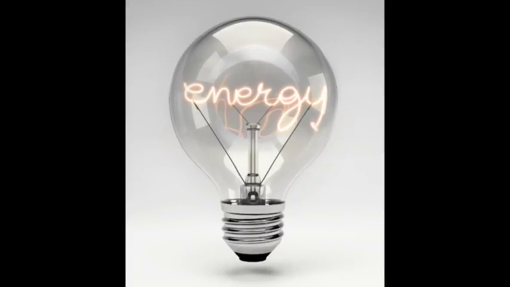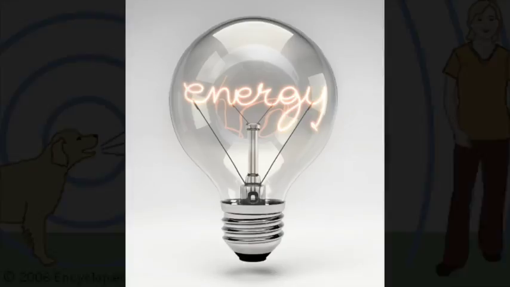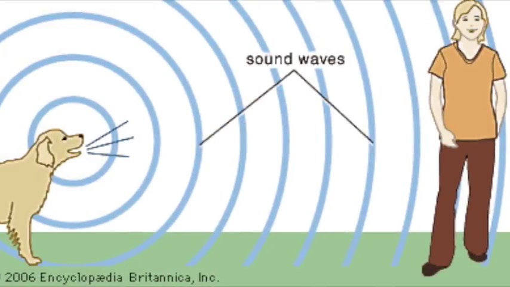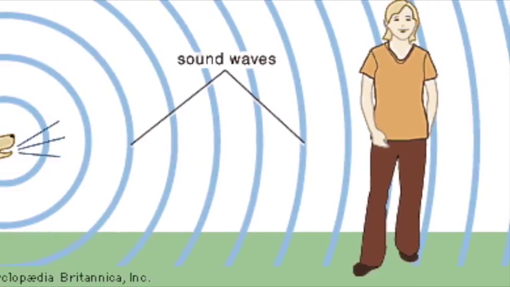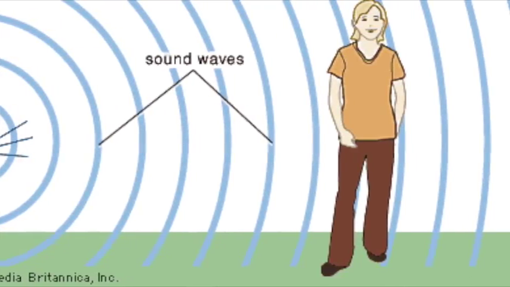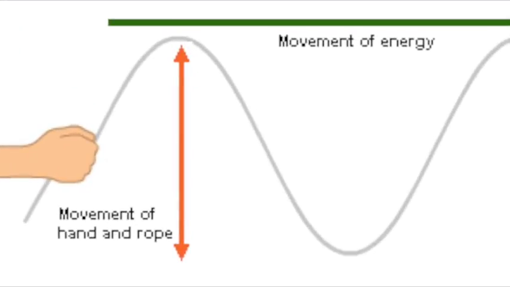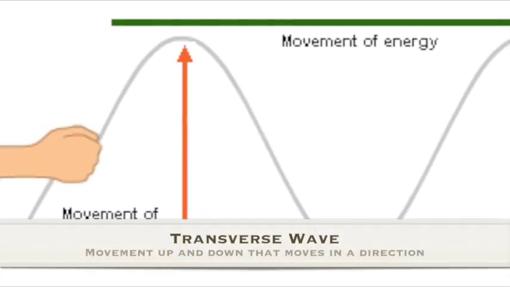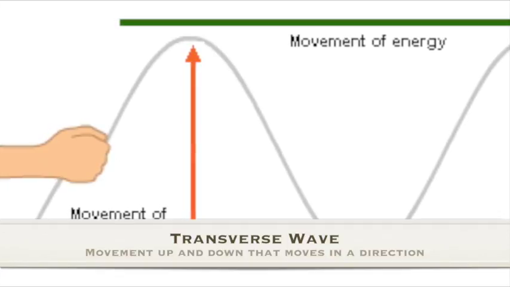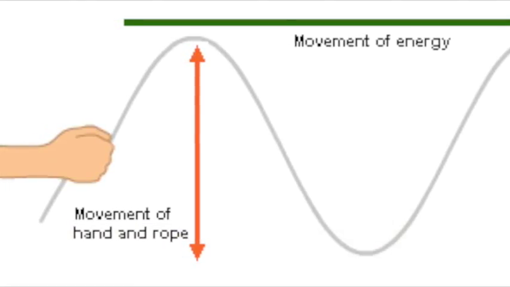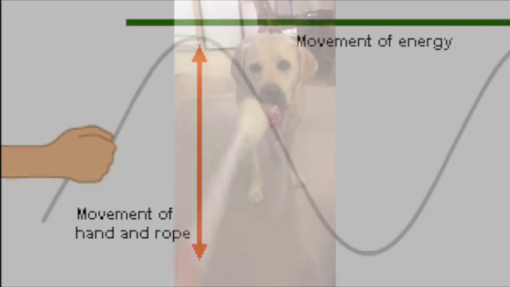Waves represent the transfer of energy. Just like when a dog barks, we can hear the bark because the sound waves are transferring that energy to our ear. There are two types of waves we'll go over. A transverse wave is a wave that is produced by an up and down motion that goes in a given direction.